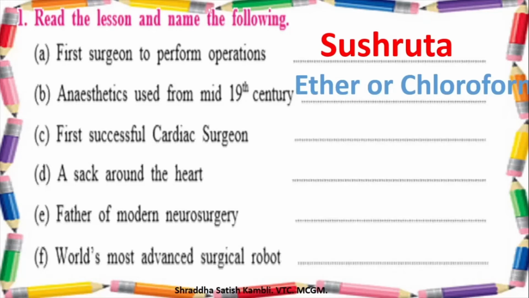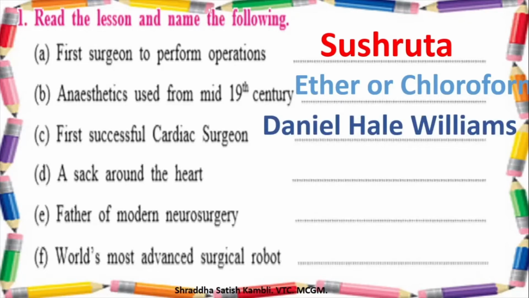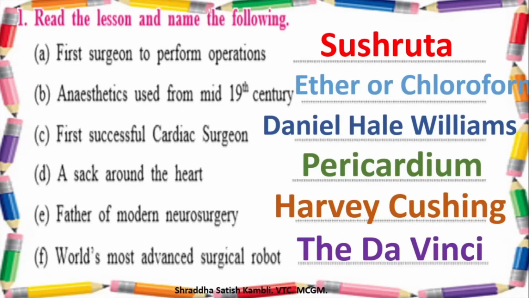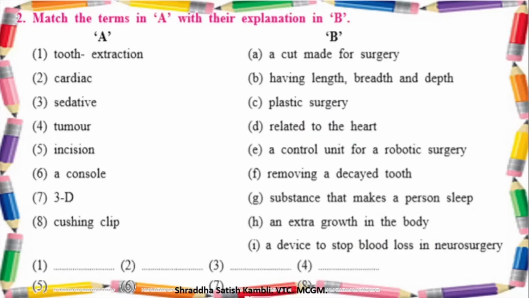Who was the first successful cardiac surgeon? So did you locate that in your textbook? It is Daniel Hale Williams. What is the sac or the covering around the heart called? It is called the pericardium. Who is the father of modern neurosurgery? It is Harvey Cushing. And which is the world's most advanced surgical robot? It is the Da Vinci. So there is a particular robot called the Da Vinci, which is the most advanced surgical robot in the world. Okay. Now let us try to match these also.